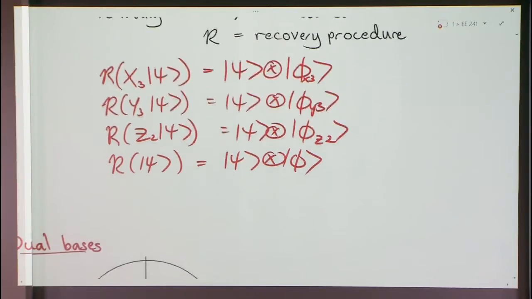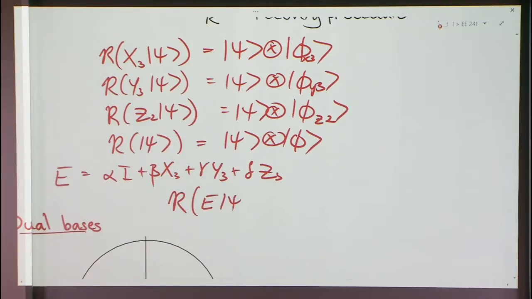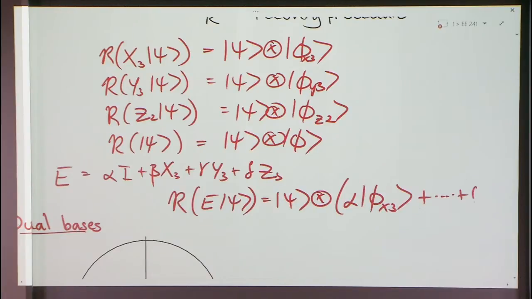So say I have some recovery procedure that acts in this way, corrects against X, Y, and Z errors acting on single qubits. So now if you take a linear combination, so if you look at, say, some error E, it's equal to alpha times the identity plus beta times X on qubit 3 plus gamma times Y on qubit 3 plus delta times Z on qubit 3, then R of E psi, so this is perhaps a small rotation or something, it's something continuous, but R of E psi, just by linearity, is going to give you psi tensor alpha times phi, whatever, x3 plus beta plus gamma plus delta, or whatever it was.